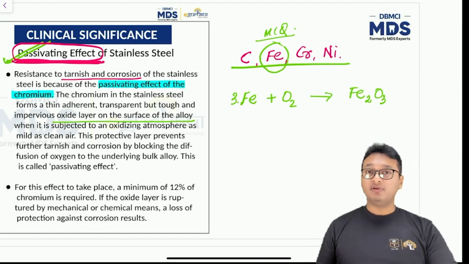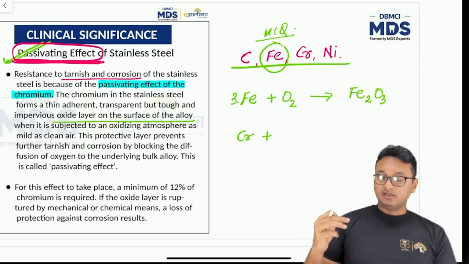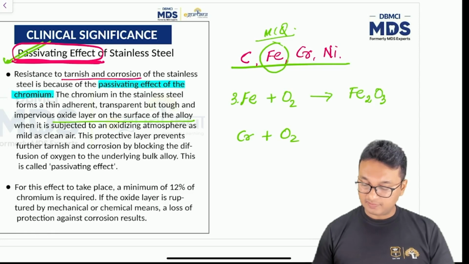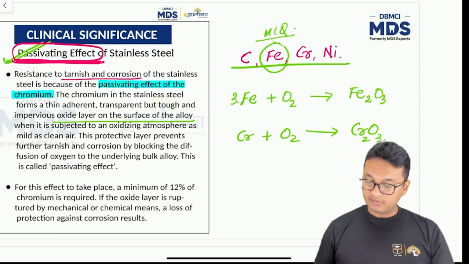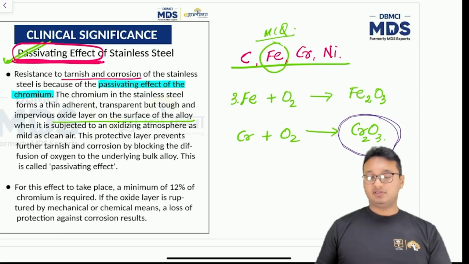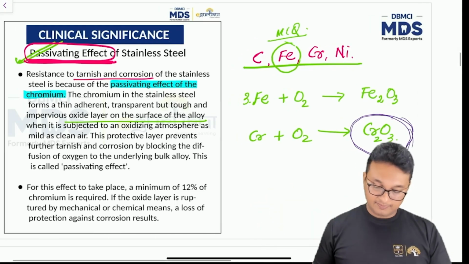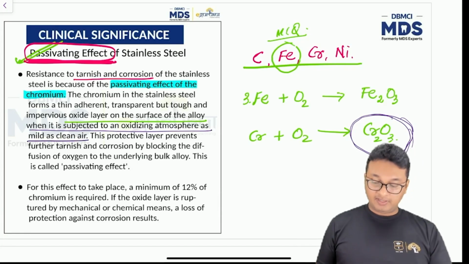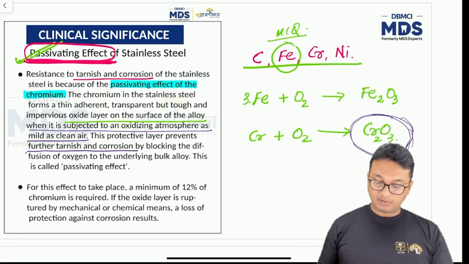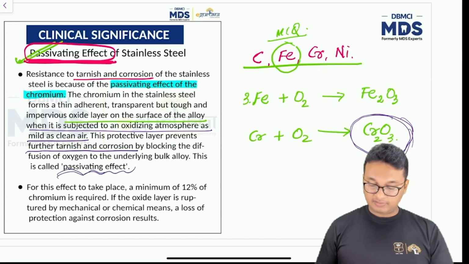But under the influence of chromium, whenever chromium is present, it preferentially reacts with the oxygen present in the atmosphere to form chromium oxide. Now this chromium oxide is what is responsible for the passivating effect. This layer of chromium oxide forms on the surface of the stainless steel when it is subjected to an oxidating atmosphere such as clean air. This protective layer prevents further tarnish and corrosion by blocking the diffusion of oxygen to the underlying bulk alloy. Now this effect is known as passivating effect.